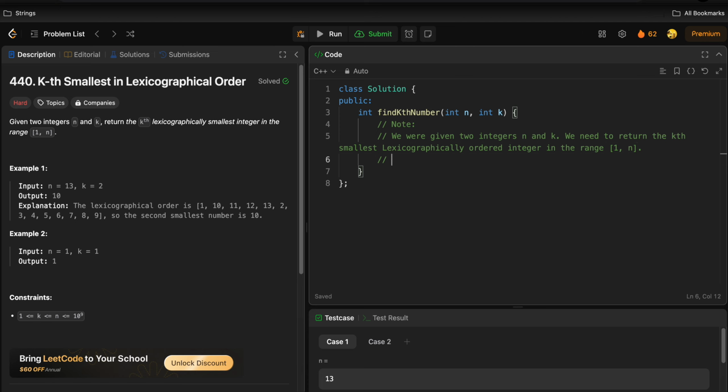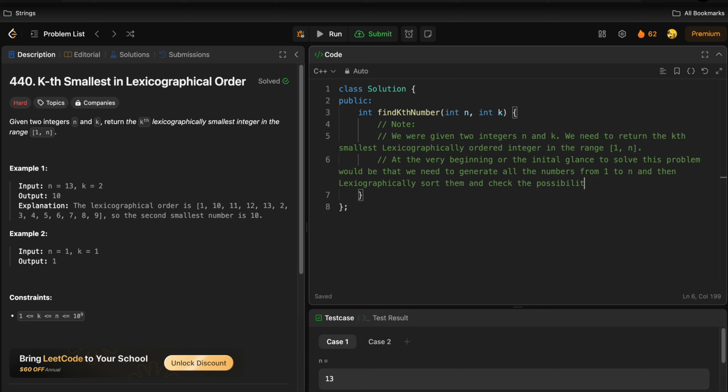It's fairly simple. At the very beginning, the initial glance to solve this problem would be that we need to generate all the numbers from 1 to n, then lexicographically sort them and check the possibility. But that wouldn't be the case here, because n is of the order of 10 to the power of 9.